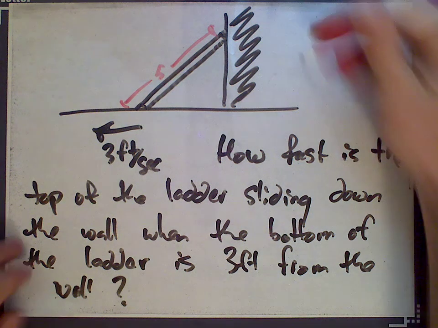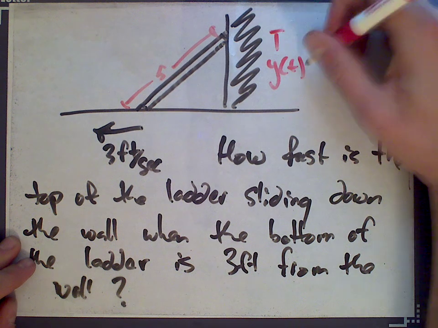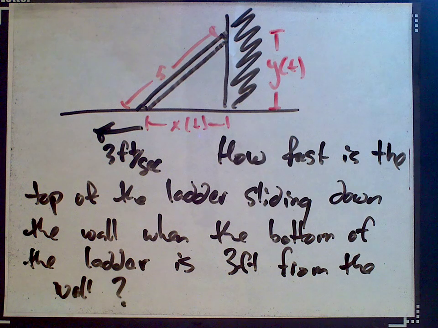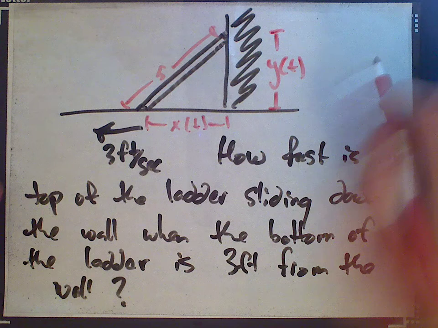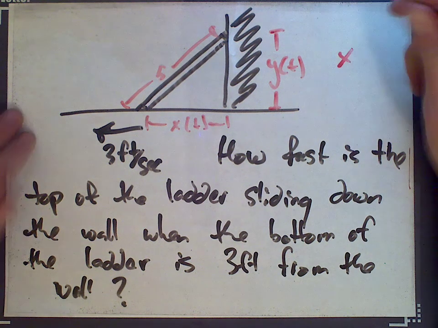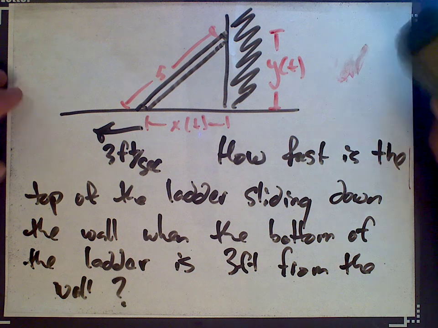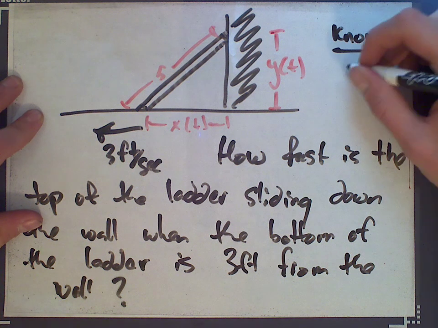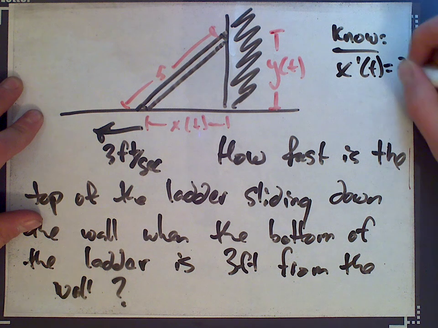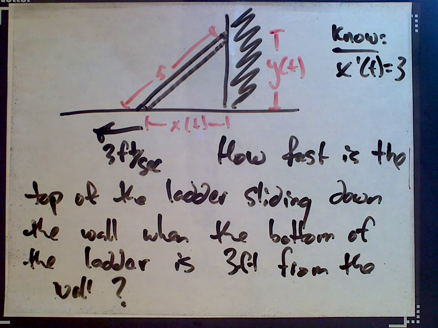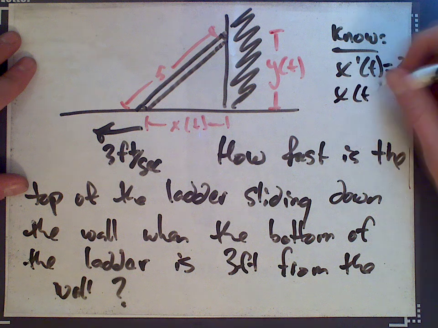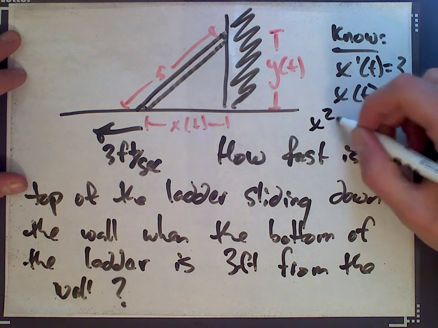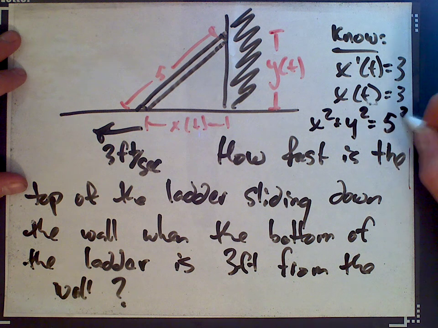First, give some variables some names. So we're going to call the height y at time t. And then this distance here, the natural thing to call it is x at time t. So what we're given is that the ladder's x is changing by 3 feet per second. Let's make a list of the things we know. We know x prime of t is 3. And the question's asking for y prime when x of t is 3, when the bottom also happens to be 3 feet from the wall. And we know x squared plus y squared is 5 squared by Pythagorean's theorem.